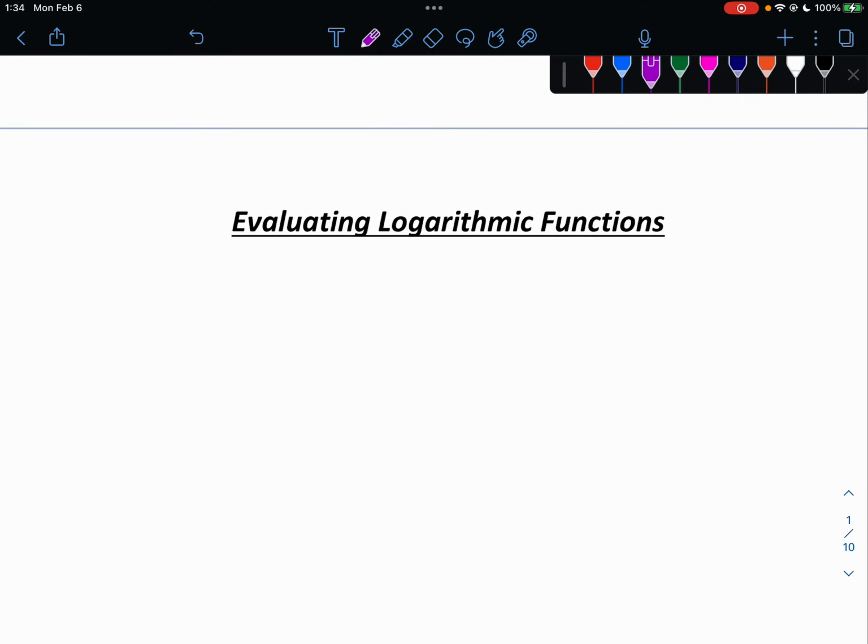In this video, we're going to start talking about how we evaluate logarithmic functions. We're going to talk about some basic log rules again, like we did last time. And then we'll also start talking about where we're heading in the future with some properties of logarithms as well.